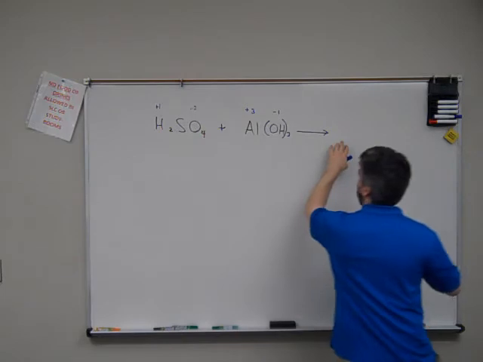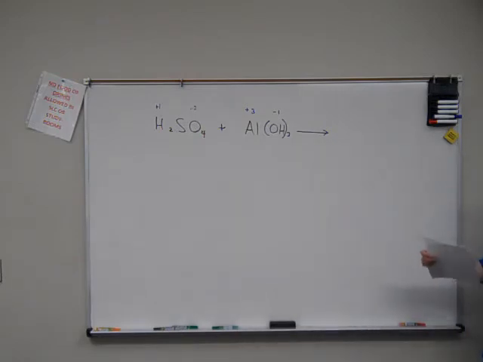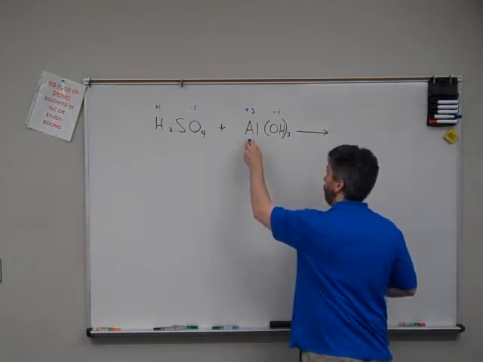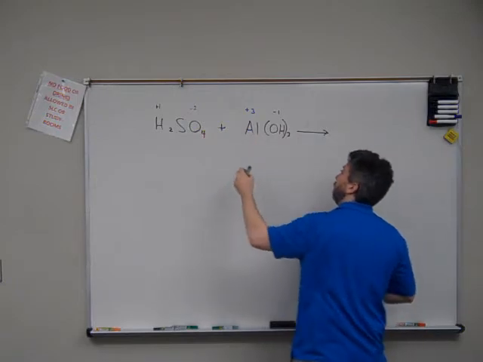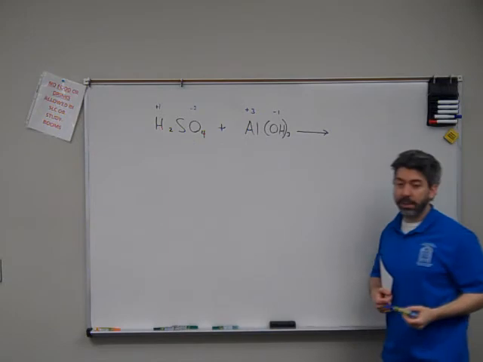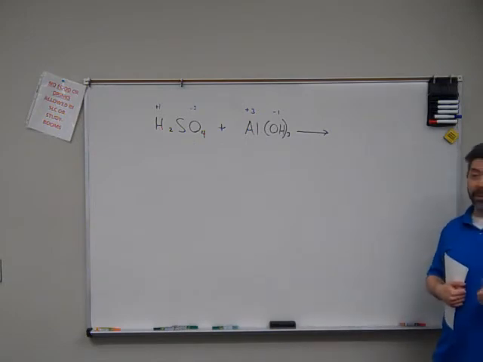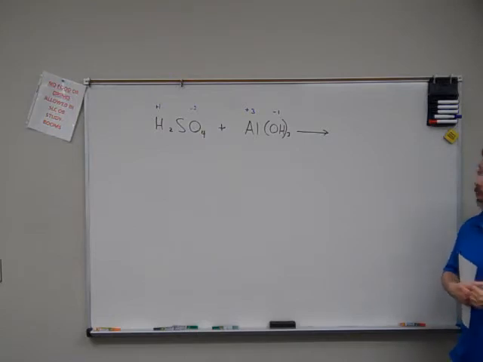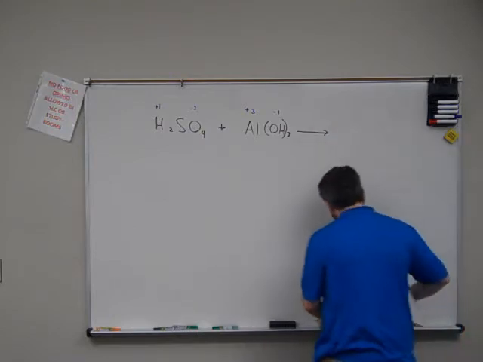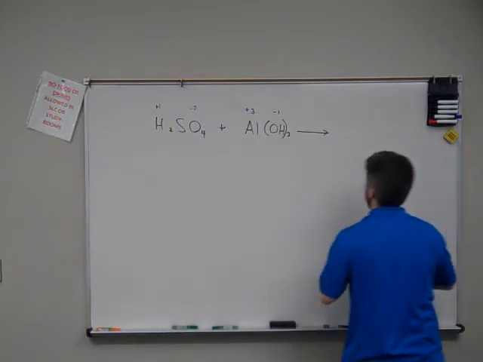So what are the products going to be? When you put them back together, you have to put them back together according to their charges, right? So if aluminum is a +3 over here, and it's going to go together with the sulfate, which is a 2 minus, what's the formula of that compound going to be? Al2(SO4)3. Yeah, so you have to make sure that the charges are balanced.